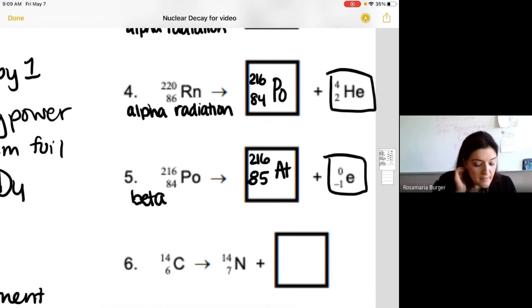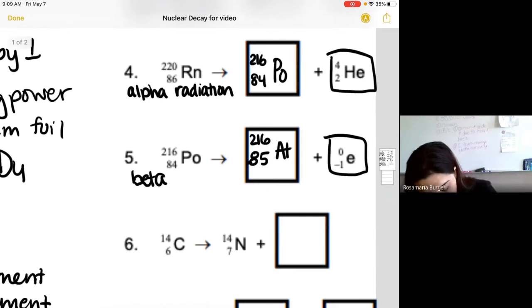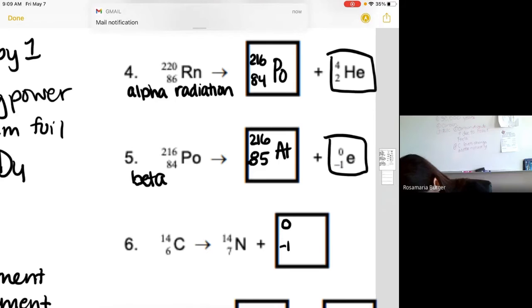Okay. Next, let's see. Our mass is staying the same. Our atomic number is increasing by 1. So I'm going to put an E here because it's going to have to be one of those beta radiations.